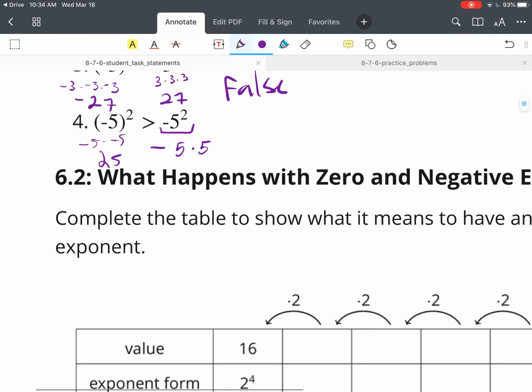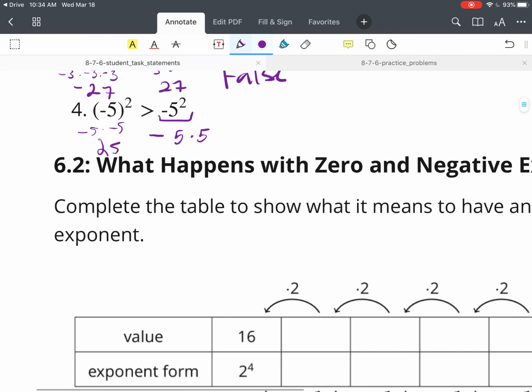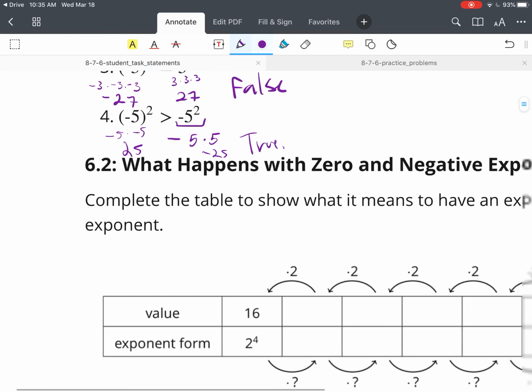Okay. -5 times 5 is -25. So obviously 25 is bigger than -25. So this is true. Okay?